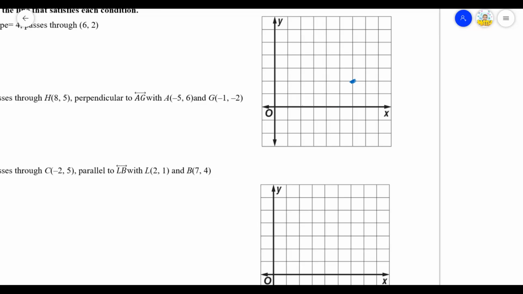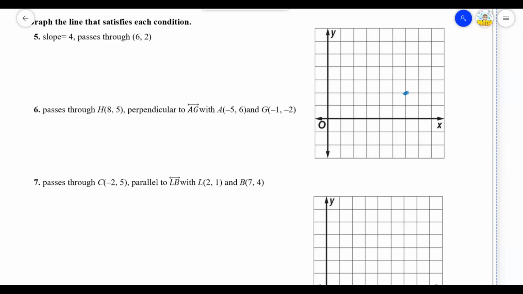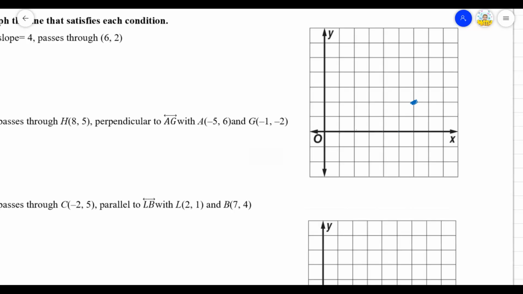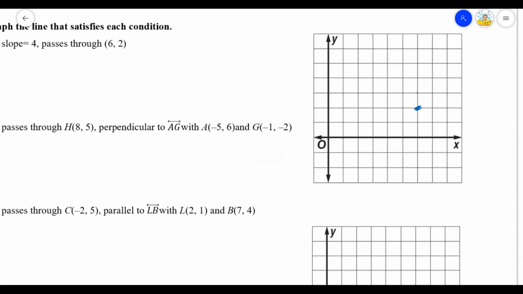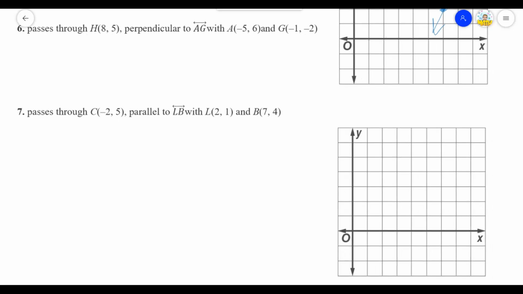And now I want to also have a slope of 4. So how would I get to my next point from this point at 6, 2? I would go up 1, 2, 3, 4, and over 1. And then I would connect those 2 points. And that's my line. Not the straightest of lines that I've graphed, but it's there.